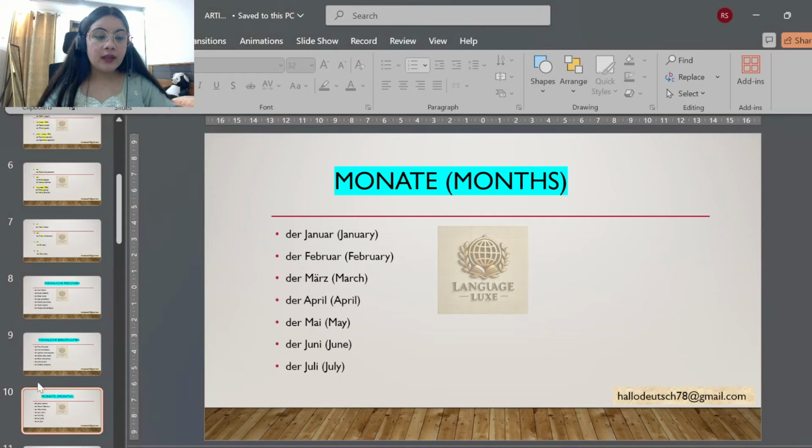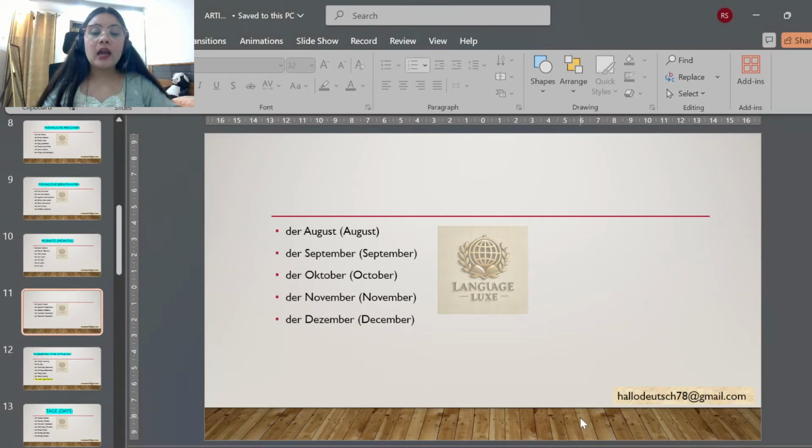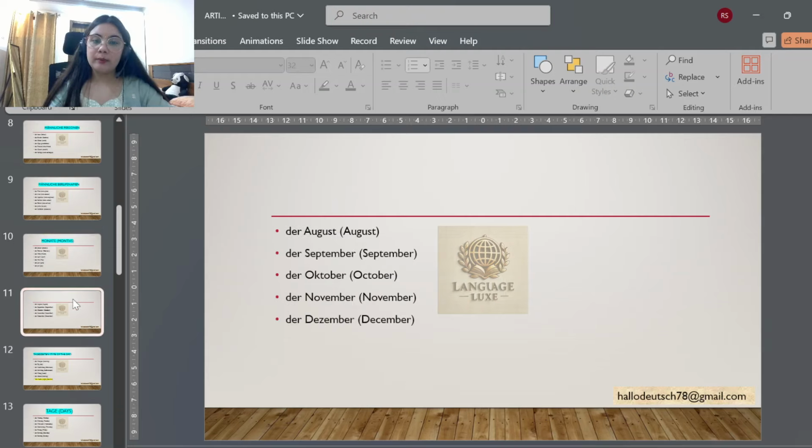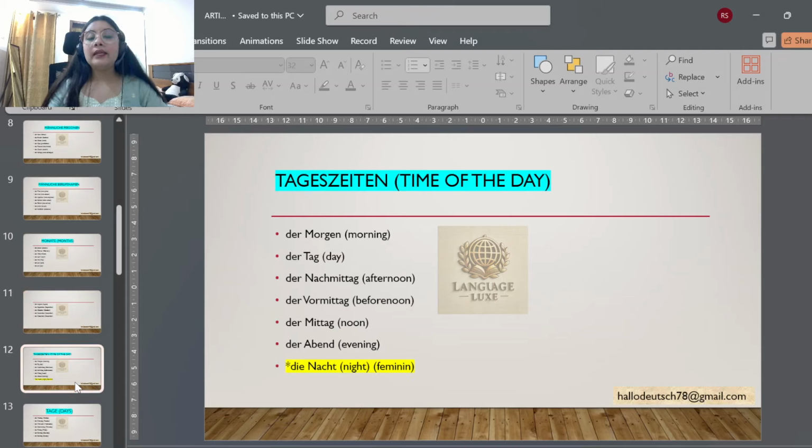Then comes der August, der September, der Oktober, just the spelling is different, that is October, der November, der Dezember, that is December. So all the month names in the German language are masculine. Always remember that. Then comes Tageszeiten.